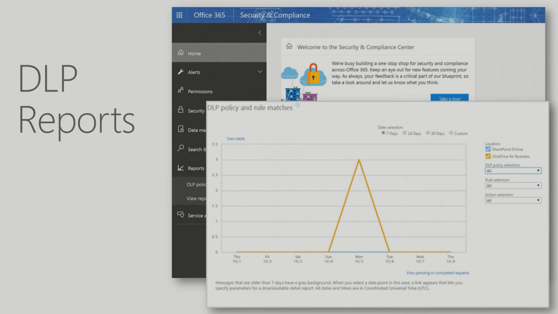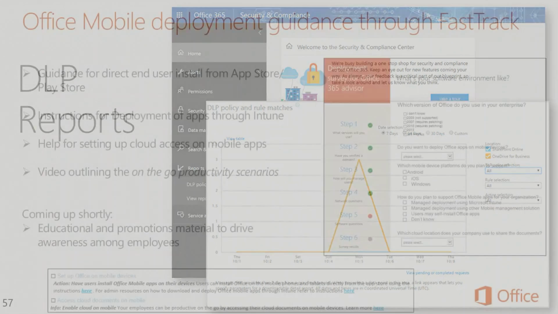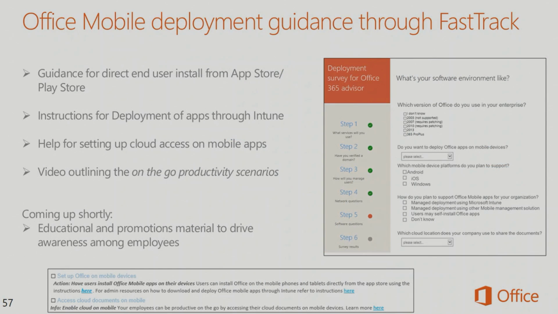So we just went through a litany of things, and again, the good news is you're not alone in this. We have Fast Track available to help you. So there's promotional materials, there's guidance on how to work through the App Store and get things rolling, instructions for deployment and use through things like Intune and the things that we talked about, help setting up cloud access on those devices, and video outlining the Go productivity scenarios. So maybe you're familiar with our scenario-based collateral.